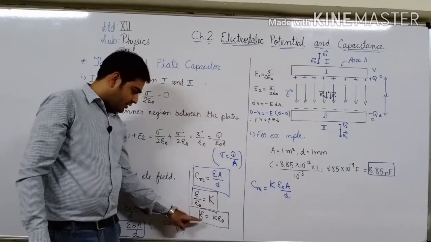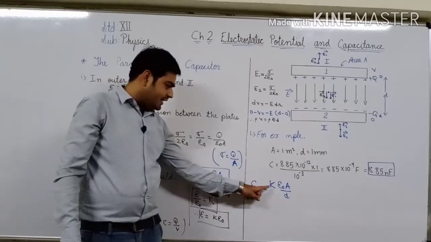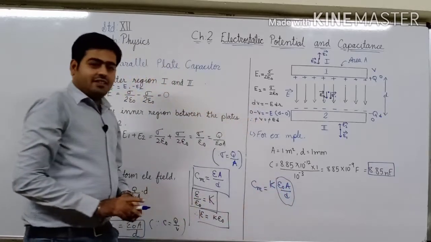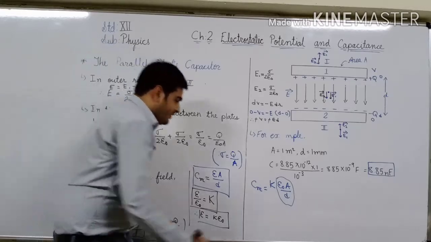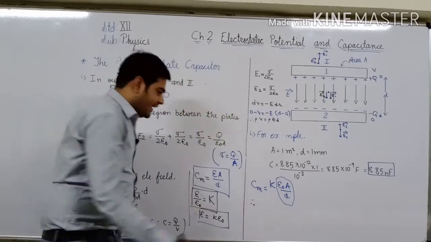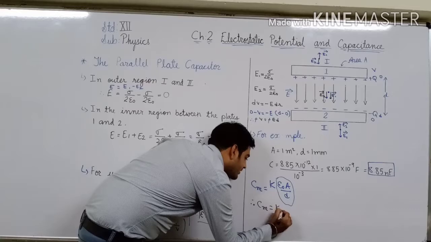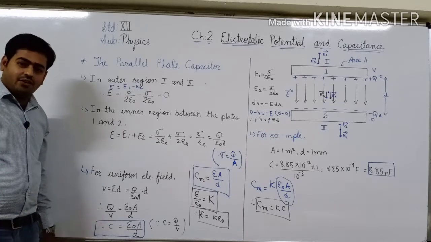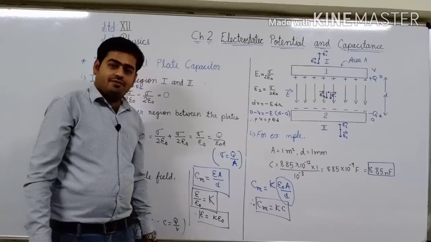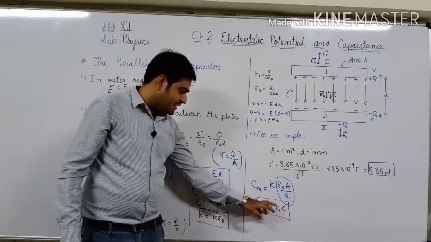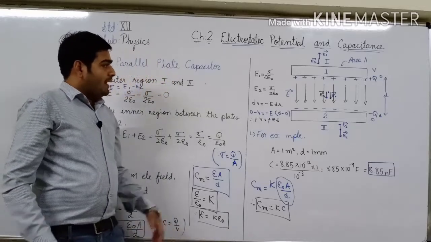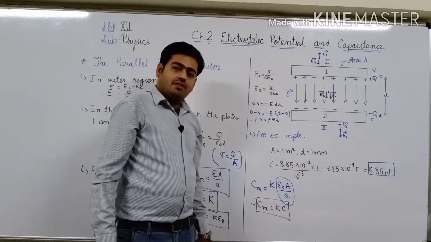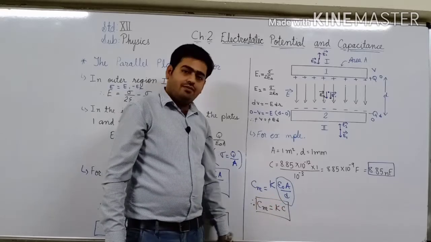Instead of epsilon, we can place K epsilon naught, so it can be written as K epsilon naught A by D. But what is epsilon naught A by D? That is nothing but the value of capacitance in vacuum. So we can write Cm is equal to K times C, where C is the value of capacitance in vacuum. This is the capacitance in medium. When we consider some medium between two plates of a capacitor, Cm is equal to K times C. So by taking some medium between two plates of a capacitor, we can increase the capacitance. That will be K times, the dielectric constant times the capacitance in vacuum.